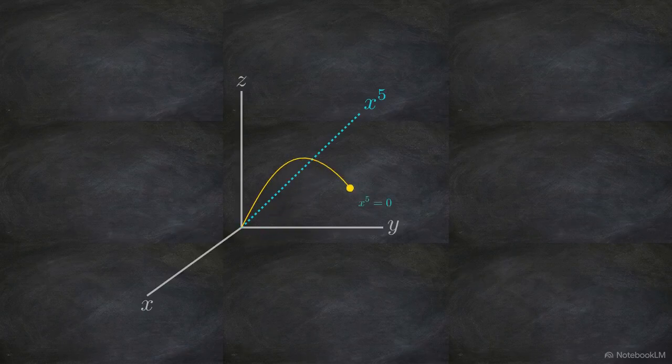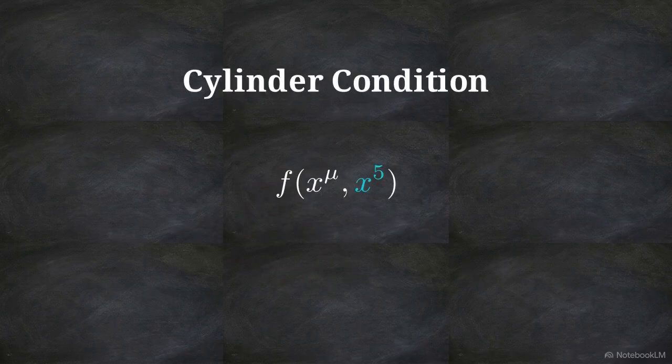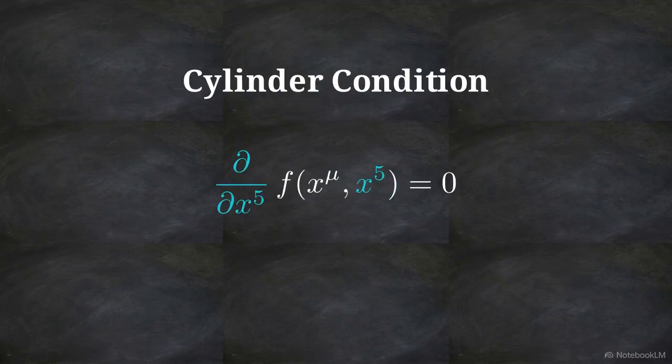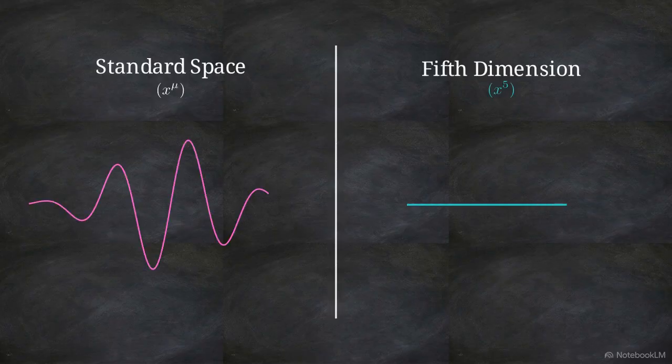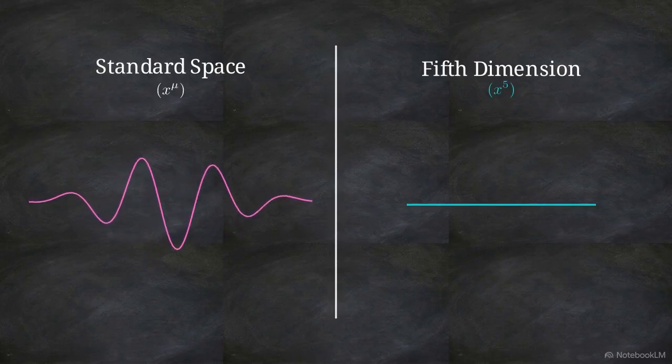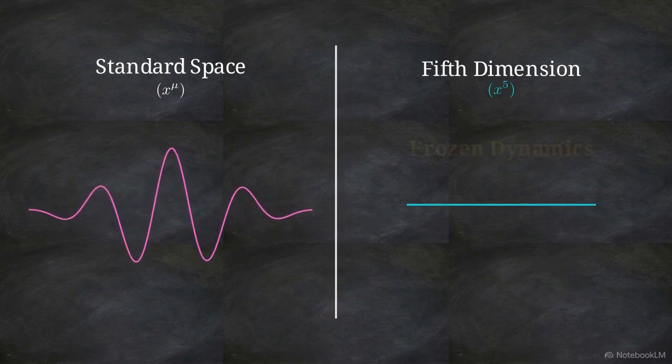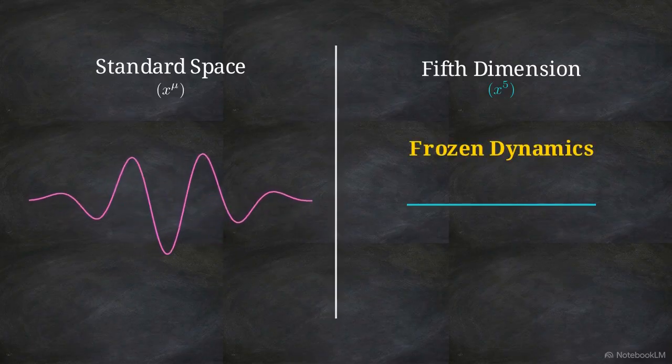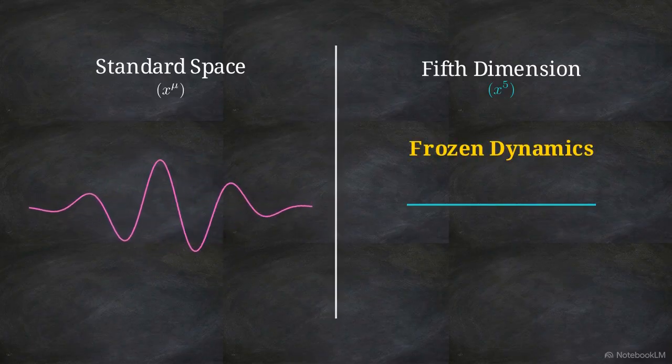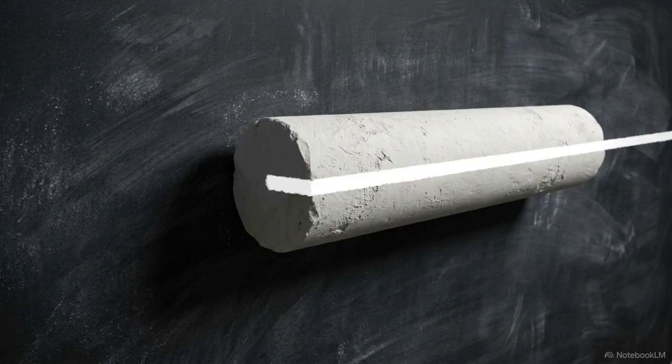If a hidden fifth spatial dimension exists, we must explain exactly why we never see objects move through it. Kaluza bypasses this with the cylinder condition. He assumes that the derivative of any field with respect to the fifth coordinate is exactly 0. This restriction ensures that no physical quantity changes as you move along the fifth axis. Dynamics in that direction are frozen. The cylinder condition is a mathematical hack. It treats the fifth dimension not as a dynamic space, but as a rigid, static track.